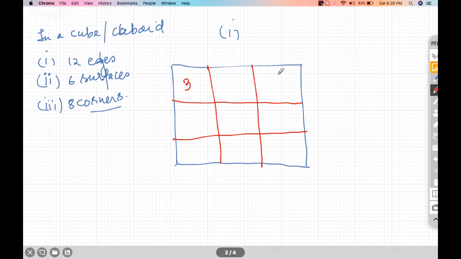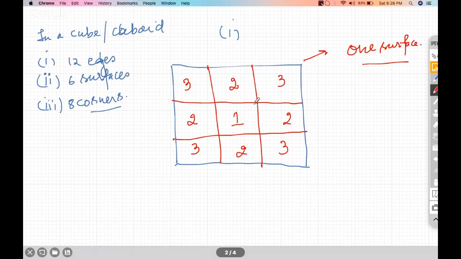These are 3-side painted, the corner ones. The ones on edges are 2-side painted. So 2, 2, 2, 2. And these are 1-side painted. Now this is the story of one surface.